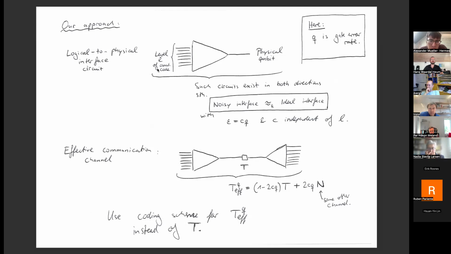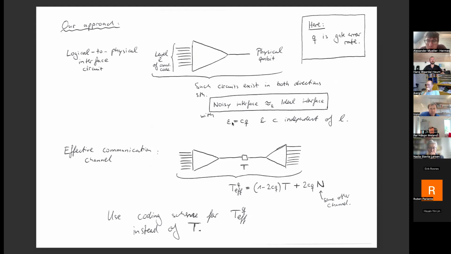So when you have this logical interface to physical interface, and the same for the encoding, you also want an interface that takes a physical qubit and produces the corresponding logical state, or attempts to do so in the noisy case. Then you can consider this effective communication channel, which is the physical channel T composed with these interface circuits.